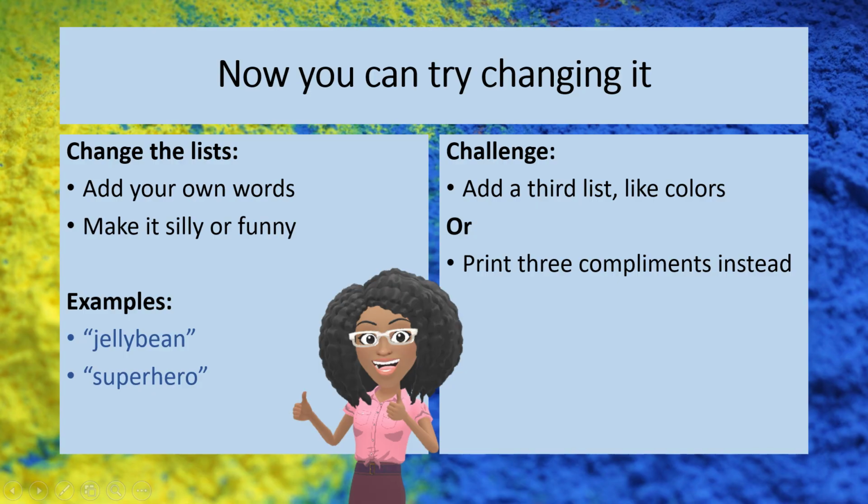Now you can try changing it. Change the list. Add your own words and make it silly or funny. Here are some examples. Jelly bean or superhero. Here's a challenge. Add a third list like colors, or print 3 complements instead.